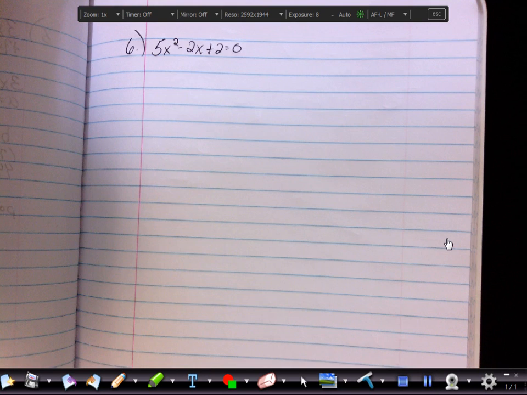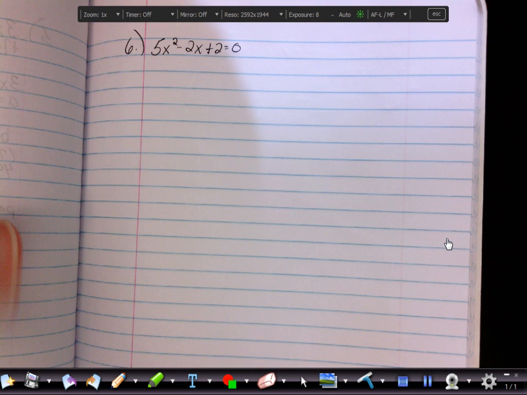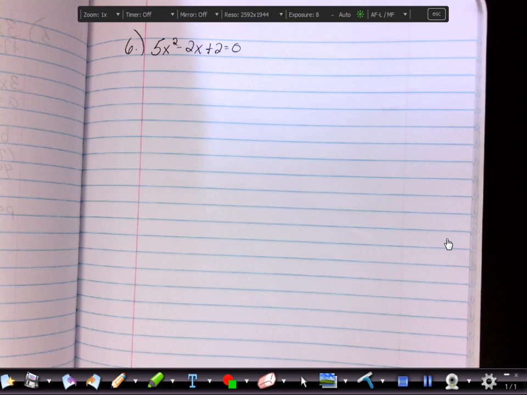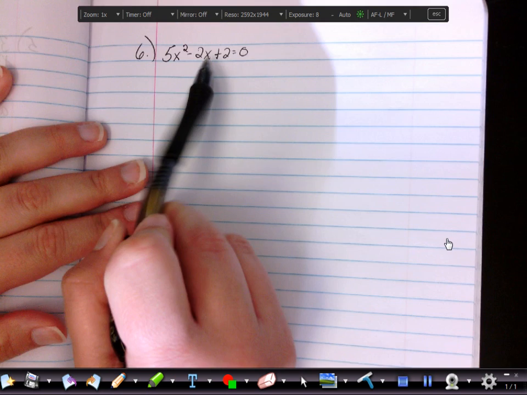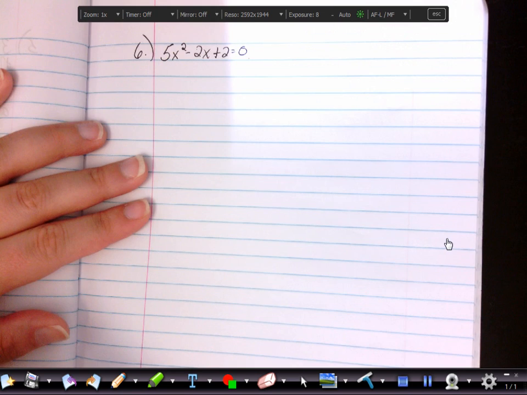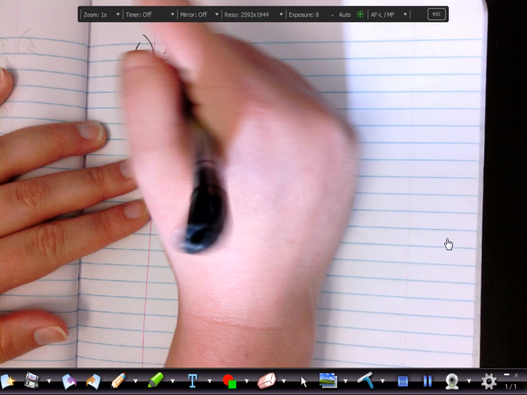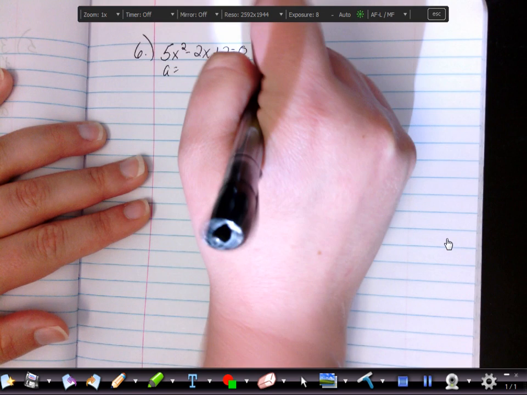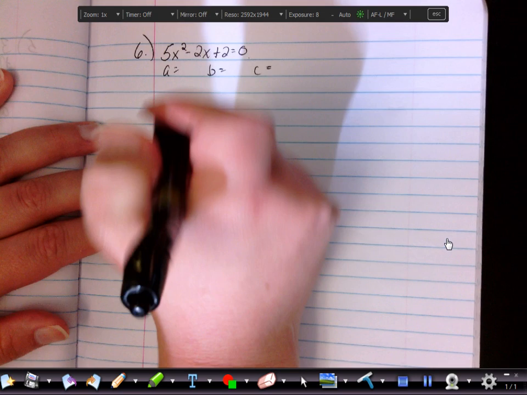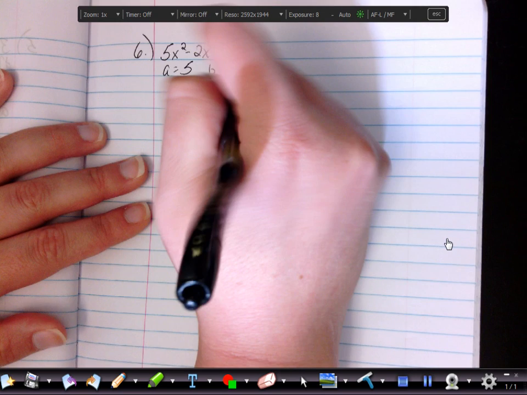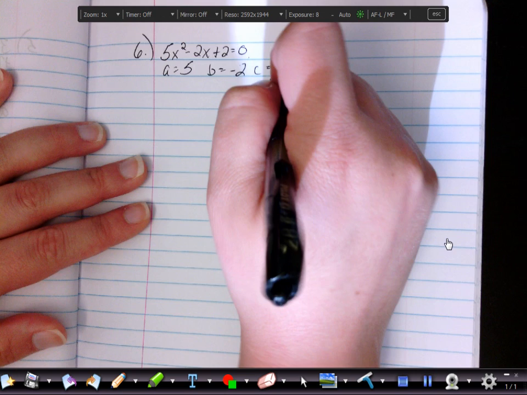All right, go ahead and write down number 6, 5x squared minus 2x plus 2 equals 0. This one's already in the correct order because I have everything on the left and it's equal to 0. So I can go ahead and pick out my A, my B, and my C. A is the number in front of x squared, B is the number in front of x, and C is the number on the end.